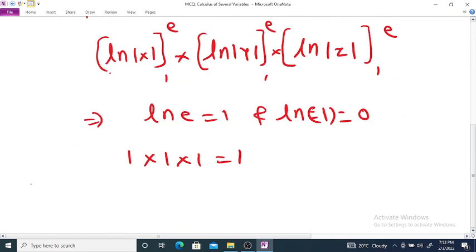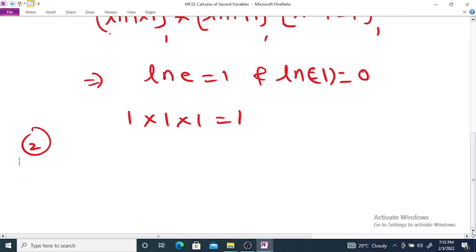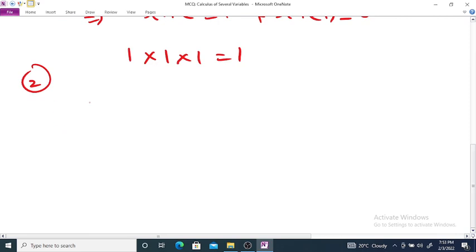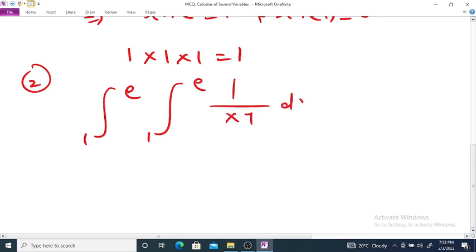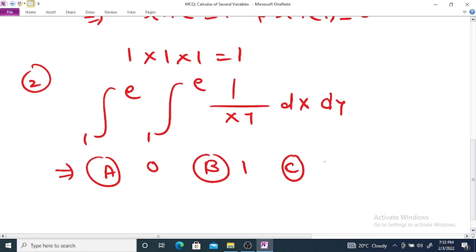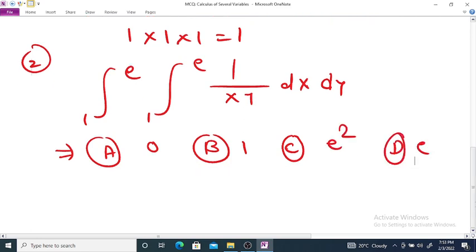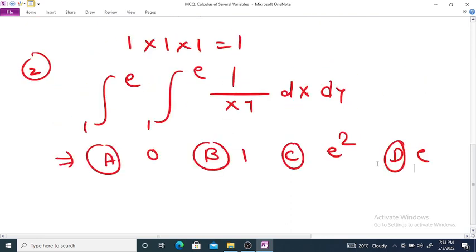Next example. Evaluate the integration from 1 to e, 1 to e of 1 divided by xy dx dy. Options are given: A equals 0, B equals 1, C equals e square, and D equals e. This example is the same as the previous example.